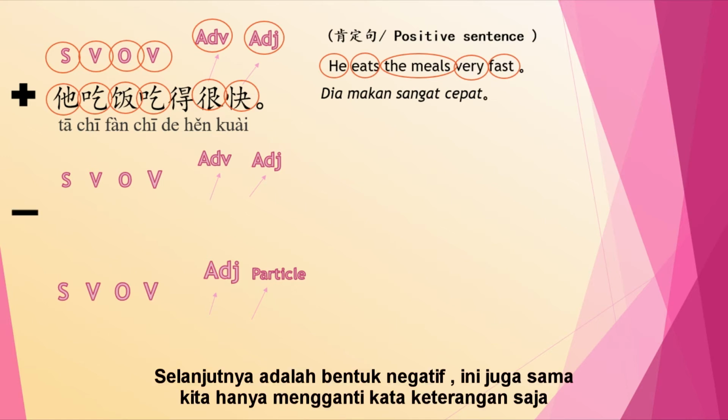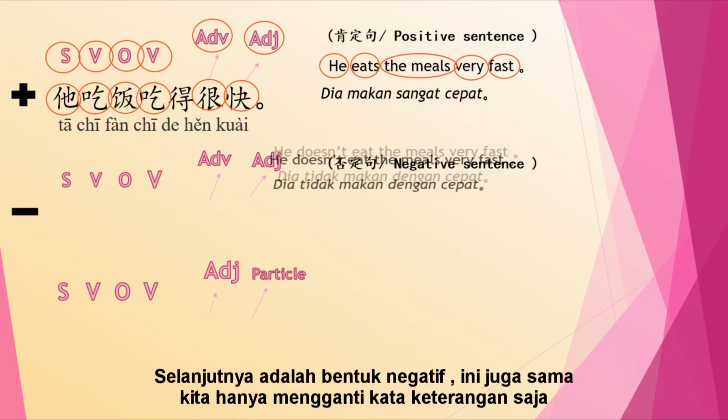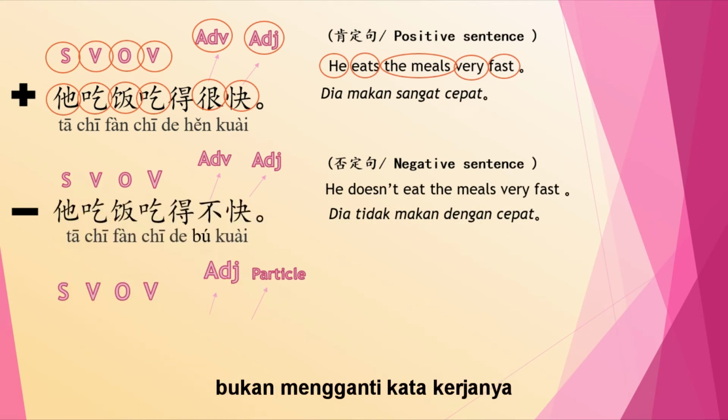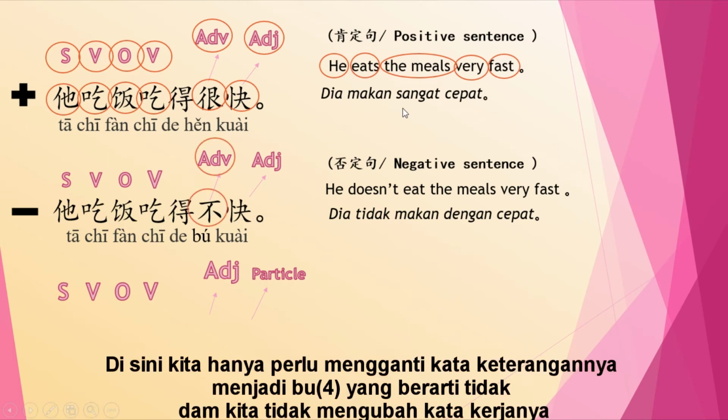And then the next one is the negative form. It's also the same. We only change the adverb. Remember, we only need to change the adverb, not change the verb. So 他吃饭吃得不快. So right here, we only need to change the adverb into 不, which means not. And then we don't change the verb.